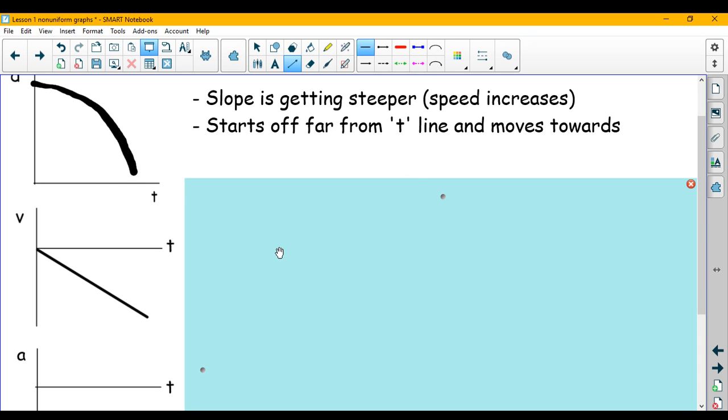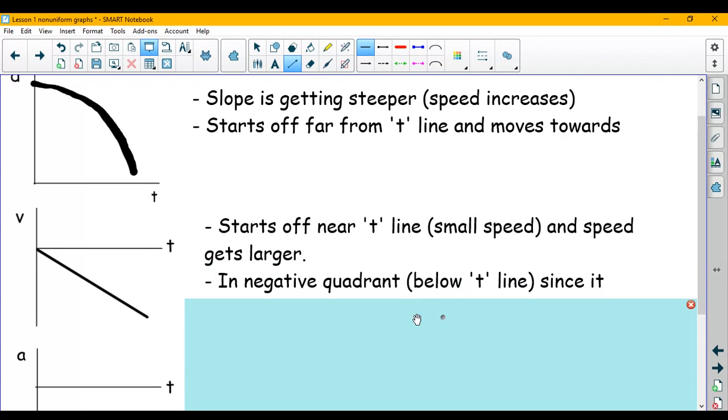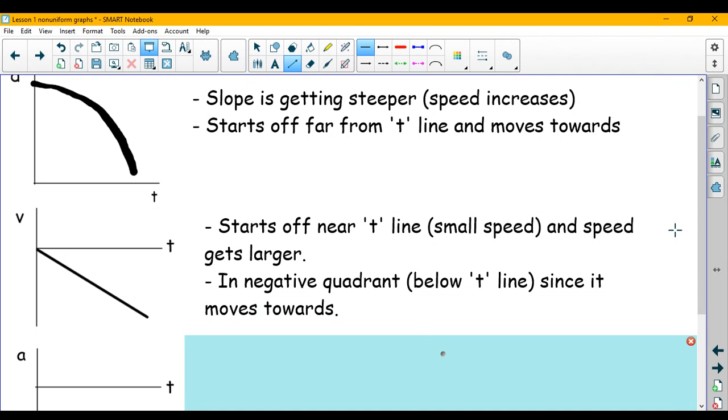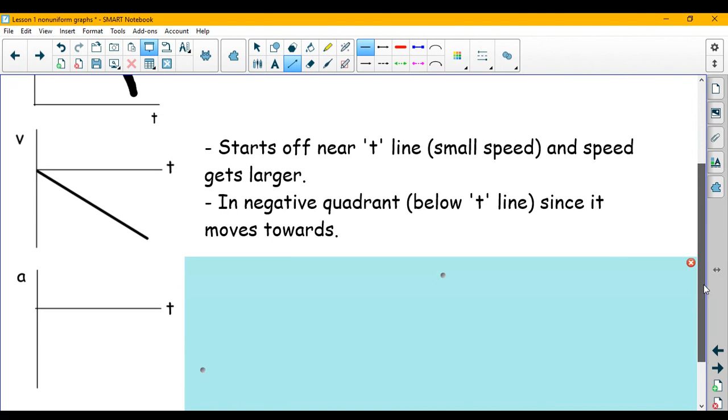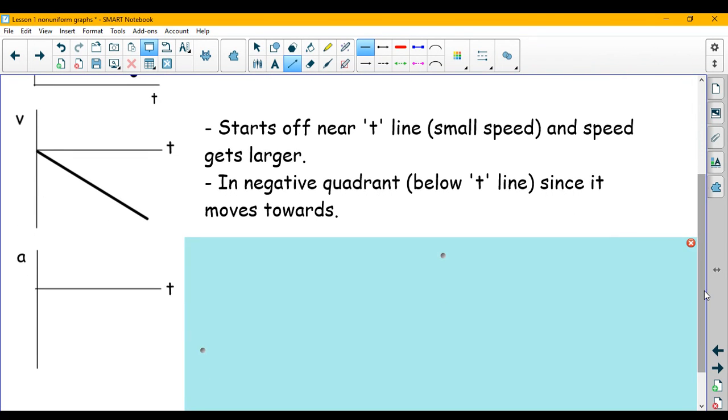There we go. So this is sometimes confusing, this whole thing, because you have to think about what the negative means. But all you have to remember is towards means draw it below in the negative area, because that's just the direction. Velocity is how fast with the direction, negative direction.